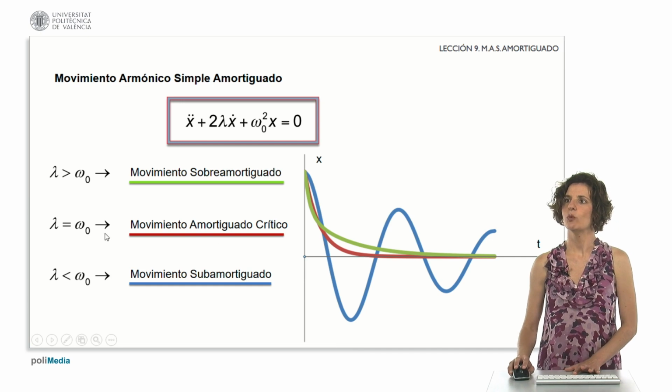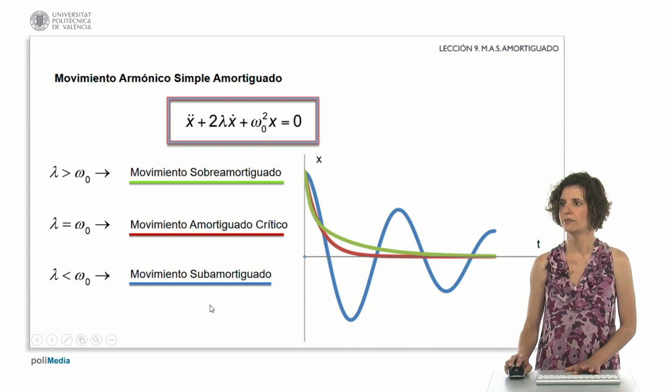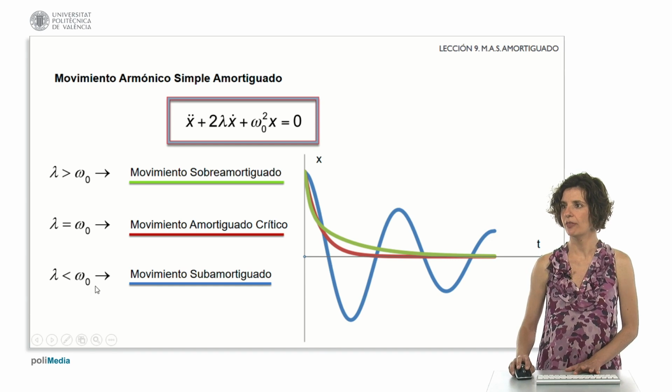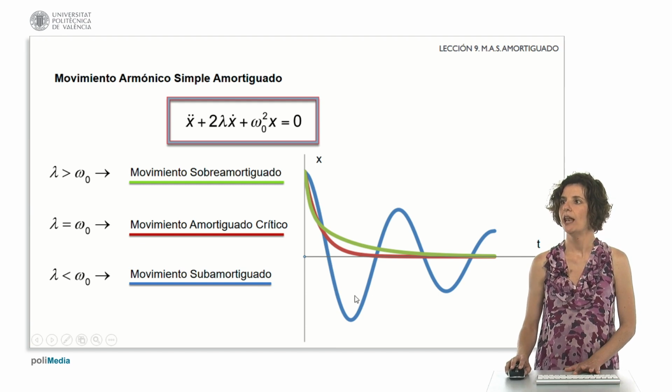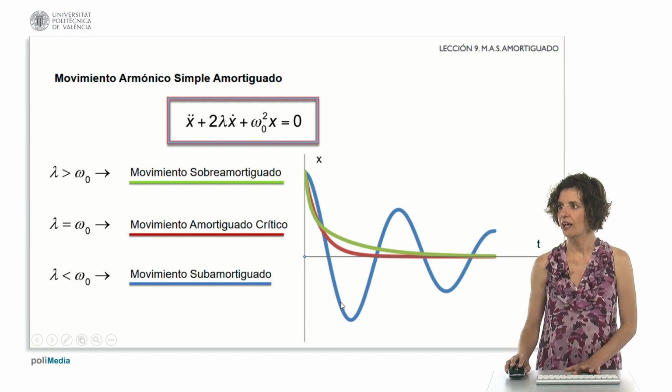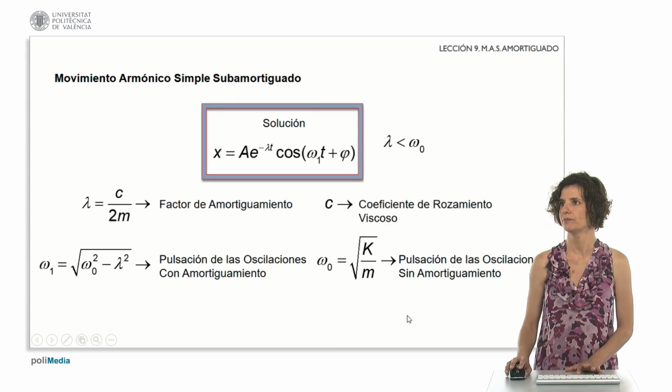If lambda is equal to omega 0, the motion is critically damped, and it is the case in which the mass arrives soonest to the equilibrium situation. And if lambda is less than omega 0, we are dealing with an underdamped motion. We see that in this case, shown in blue, the mass does oscillate around the equilibrium position. But we see that the amplitude is not constant, as in the ideal case when there was no friction.